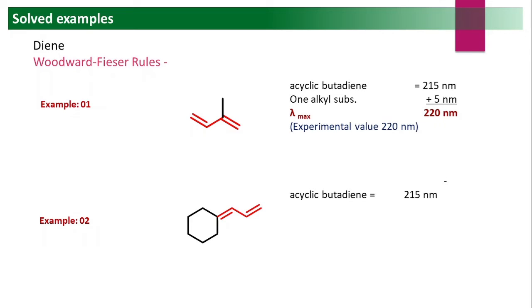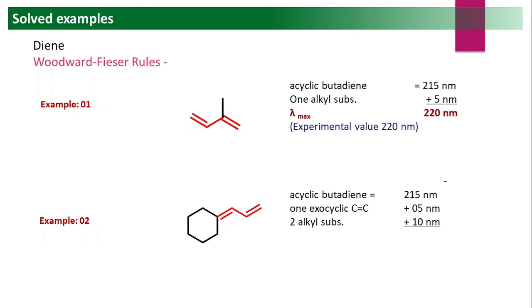So how many substituents? In the butadiene, these 2 hydrogens are replaced by these 2 alkyl groups. So 2 alkyl groups are there, substituents. So one exocyclic is there, so for this one exocyclic we have to add 5 nanometer, and 2 alkyl groups, these are called ring residues also, or substituents, R group substituents. So there are 2. So for each it's 5.